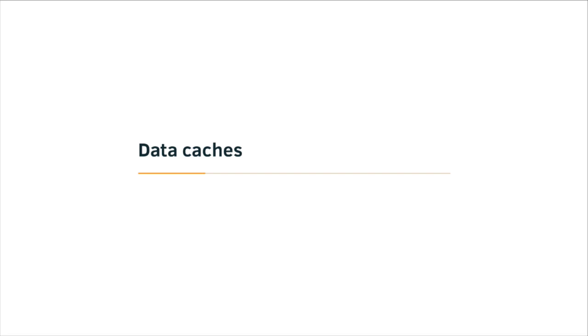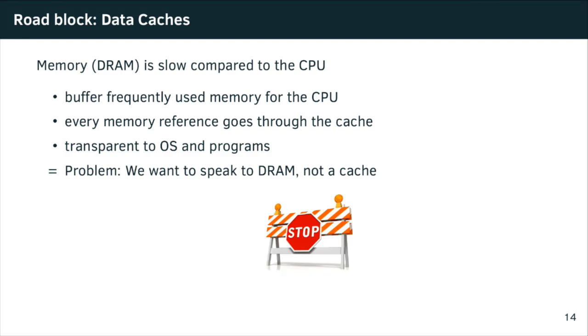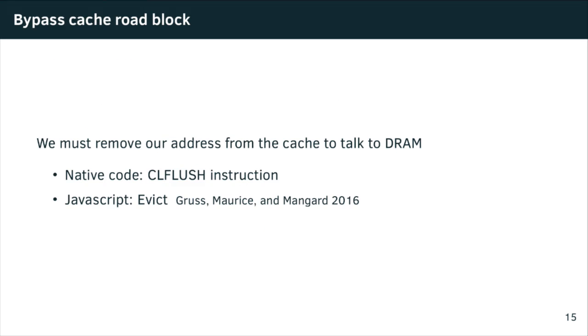Once we clear the page tables and security check, we run into the data caches. The story here is that DRAM is relatively slow to modern CPUs, and the idea with caches is that you store frequently used memory for the CPU and have every memory reference go through it. The caches are built so that they are transparent to the operating systems and to programs and to hypervisors and everything else. We here, as attackers, have a problem with caches. That is, we want to talk to DRAM because that's where we have our problem. So we need to bypass them. We need to bypass this roadblock. And we can do this in two ways.